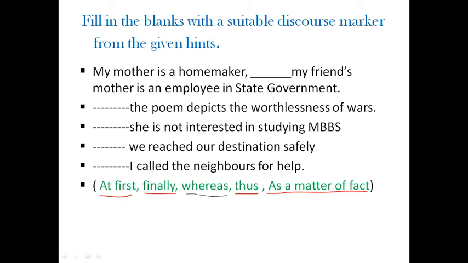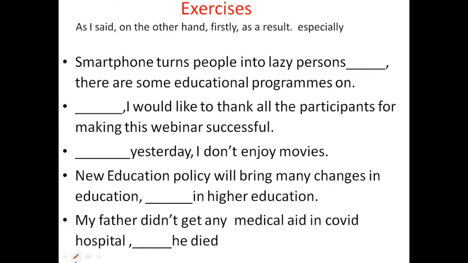Let's go to another slide and see some exercises. Here I have given you options: as I said, on the other hand, firstly, as a result, especially. We use the discourse marker "as I said" when you stated something already and you are restating it. On the other hand is used for contrary. Firstly is used to begin a sentence. As a result is used to arrive at a result. So these are the uses of these discourse markers.